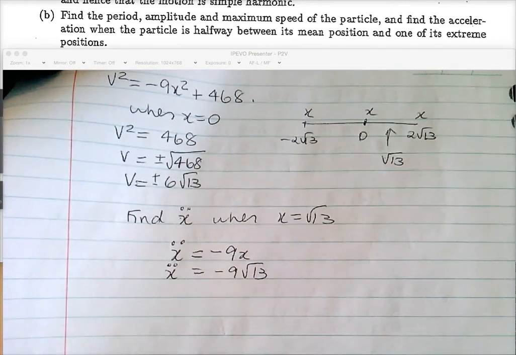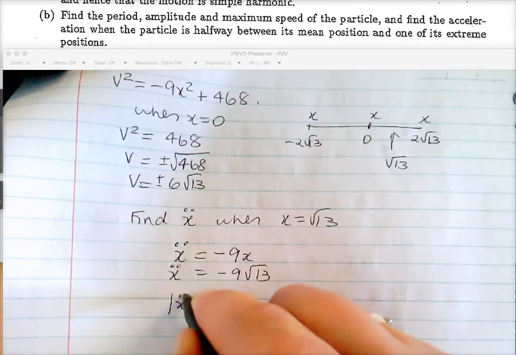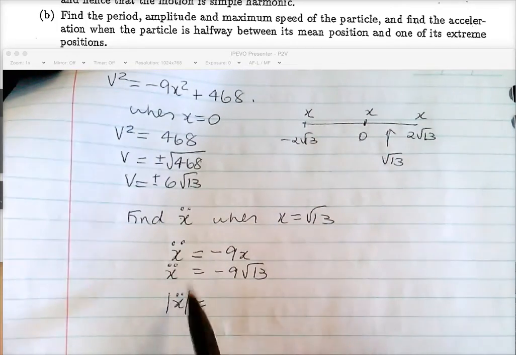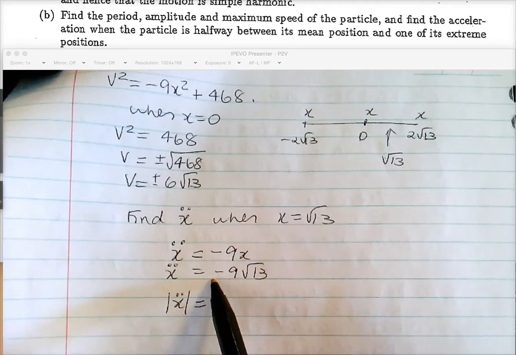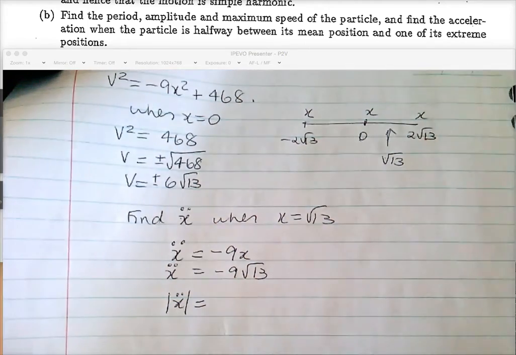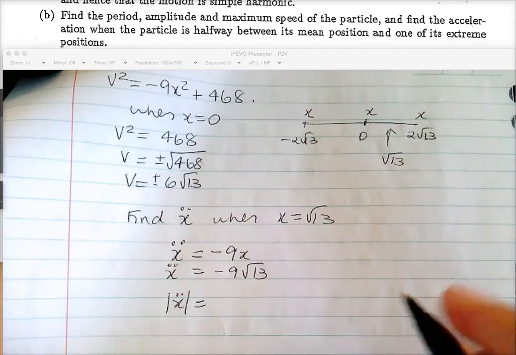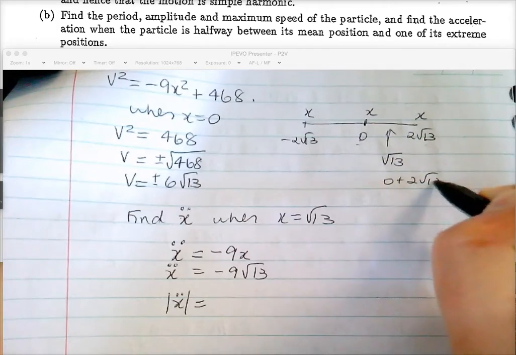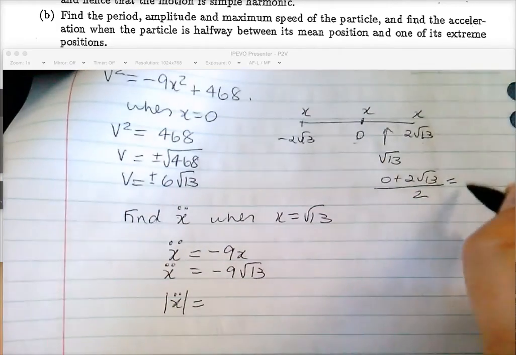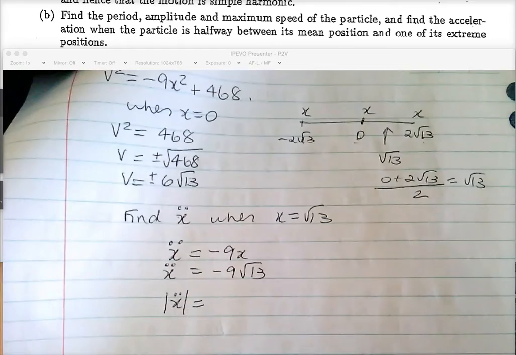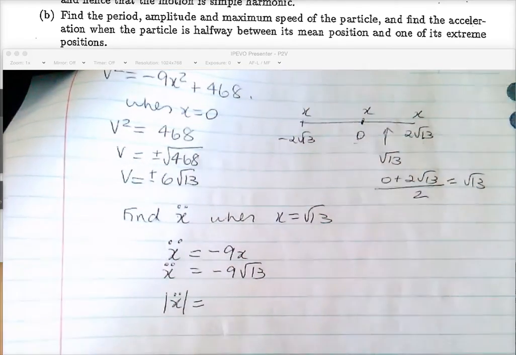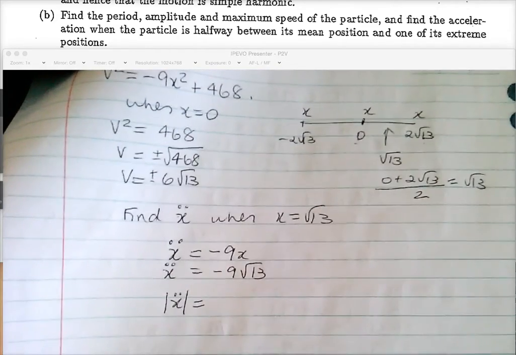Okay? All right, I think they asked for absolute value of. Anyway, it's when that's x. When x is positive root 13, it's in the negative direction. And when x is negative root 13, acceleration will be in the positive direction. Because halfway between 0 and 2 root 13 is root 13. Because the amplitude's 2 root 13, we worked out that end position from the page before. Girls, this is all on worksheets.